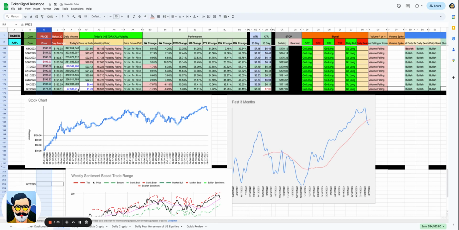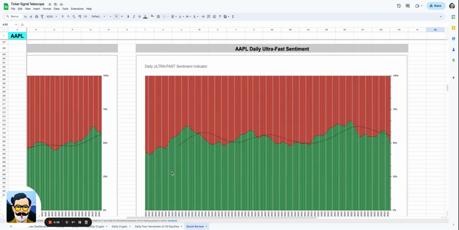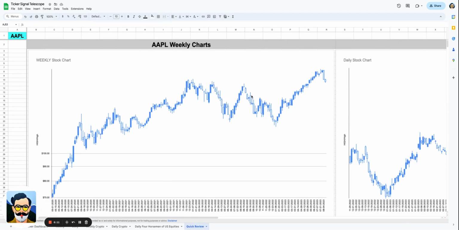And now what we can see is if we pull in today's data on the weekly for Apple, it's actually worse than it was. I actually want to see what the weekly looks like now. It's even worse.